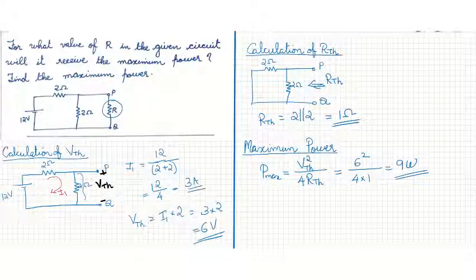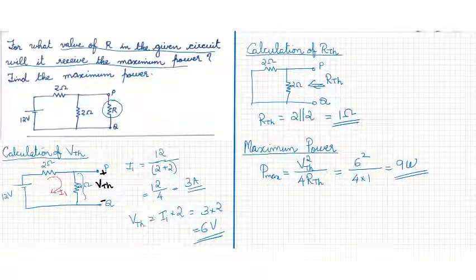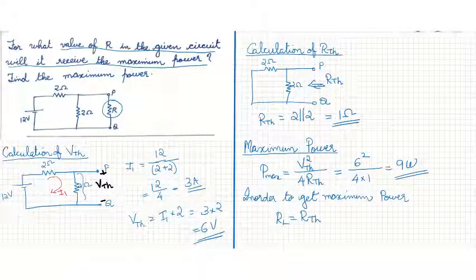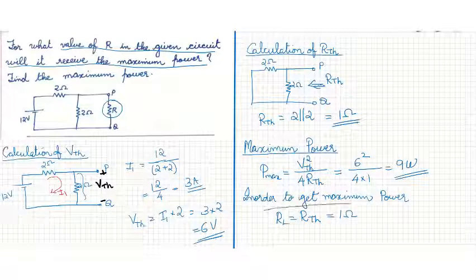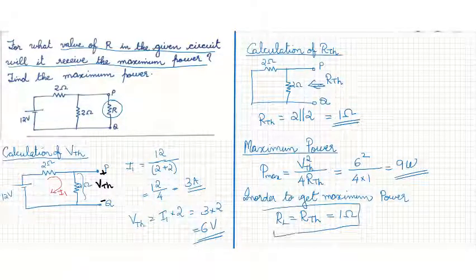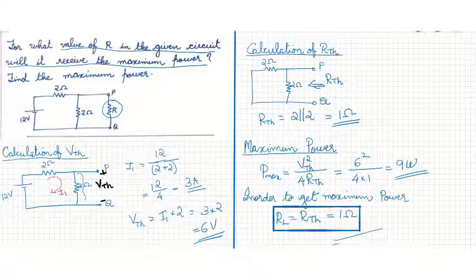Then this one also we have to find out, the value of R in the given circuit that will receive the maximum power. So in order to get maximum power, RL should be equal to RTH, that equals 1 ohm. So when RL is equal to 1 ohm, maximum power will be delivered to the load.